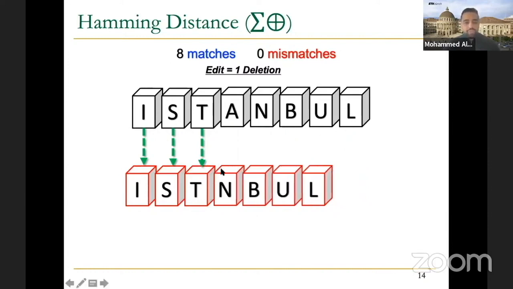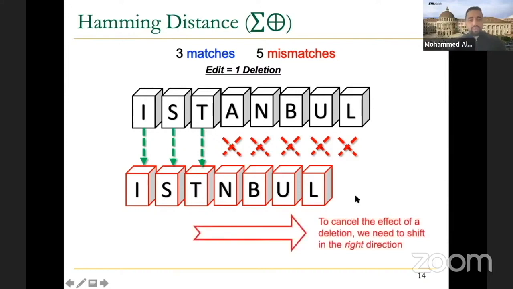So remember, we deleted an A from here. And now when we do the exact matching between the two sequences, you find out that there are 5 mismatches. So we have only 3 matches and 5 mismatches. Although we deleted just 1 character, making 1 edit operation. So what is the cause of this high number of mismatches? It is the deletion, right? Because we deleted 1 character from here, all trailing characters from there are shifted by 1 step to the left side.